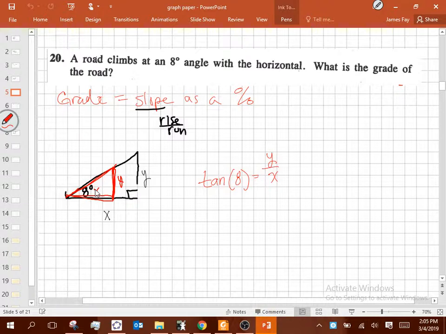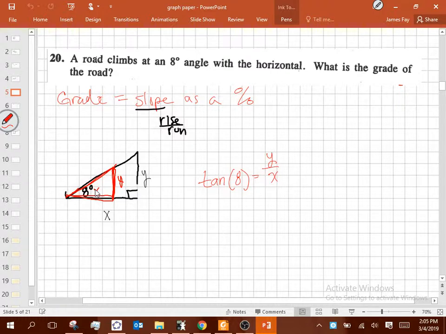Because they are both right triangles that have an 8-degree angle in them, would you agree that the y and x that are black would divide to be the same ratio as the y and x that are red? Does that make sense, everybody? And we talk about that because those two triangles are similar, right? Any right triangle that has an 8-degree angle in it has to be similar to any other right triangle that has an 8-degree angle in it. So the opposite divided by the adjacent of that 8-degree angle is always going to be the same ratio.